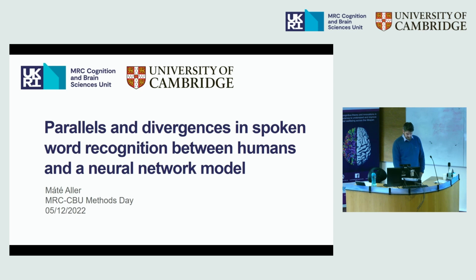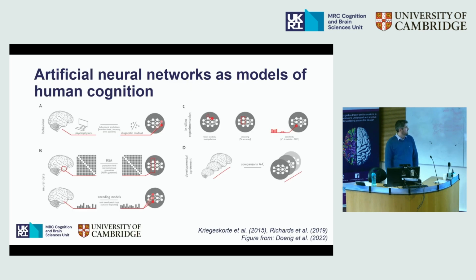So as Yasha and Rob already illustrated very well, there has been a big wave of interest and work on using artificial neural networks as models of human cognition or the human brain. There are lots of papers about that. Most recently, there was one from Adrian Durig et al. I took this figure from there. It nicely summarizes what sort of approaches we can take to model cognition and the brain.